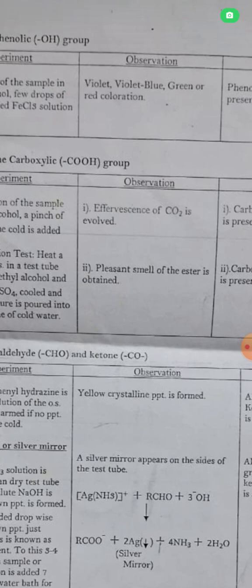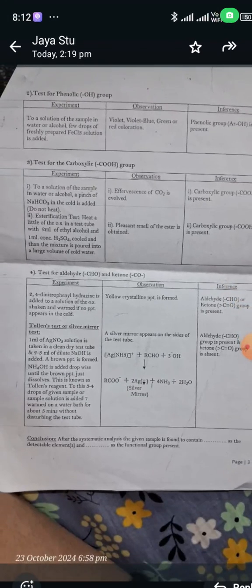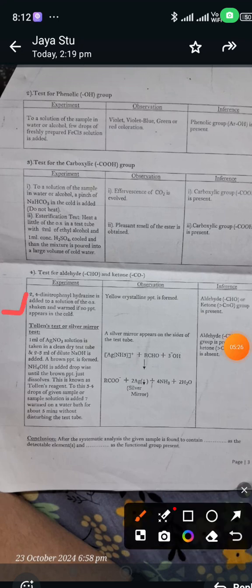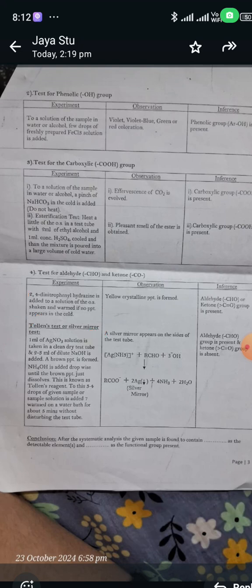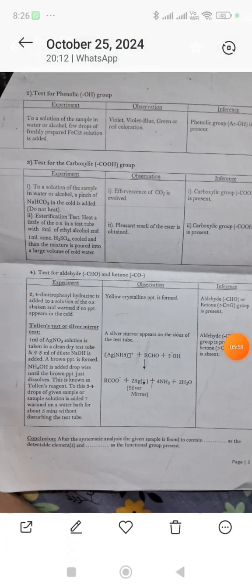In case your sample contains aldehyde group, then in the 2,4-DNP test you will see a yellow crystalline precipitate. So it is either aldehyde or ketone. But to confirm whether it is aldehyde or ketone, you have to write down the Tollens test also. If you get to see a silver mirror, then your compound contains aldehyde group. If you don't get to see a silver mirror, then the compound contains ketonic group. So that way you have to write accordingly, and the conclusion is a must, together with the symbol of the functional group. Thank you.